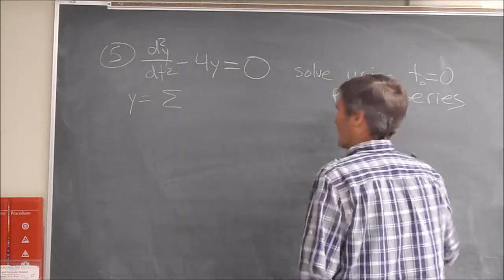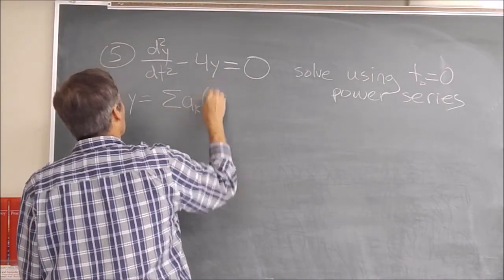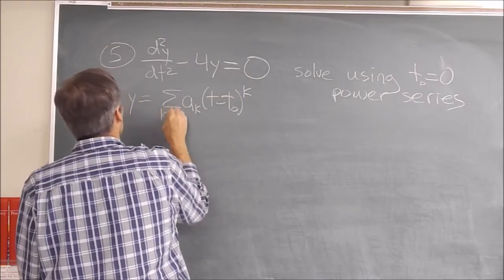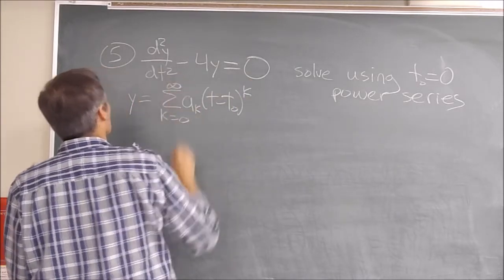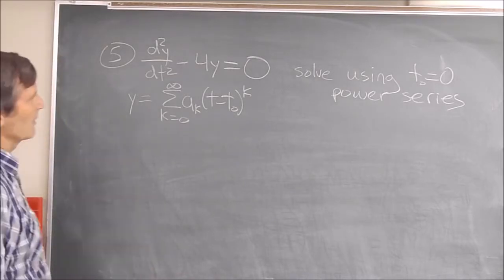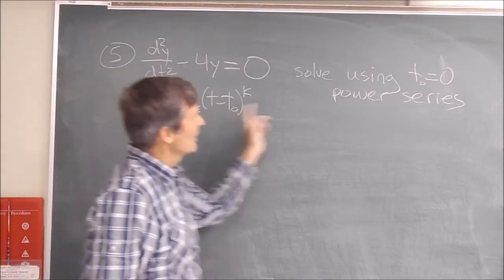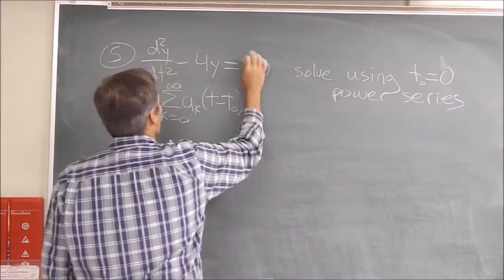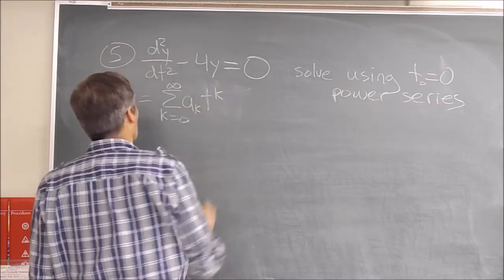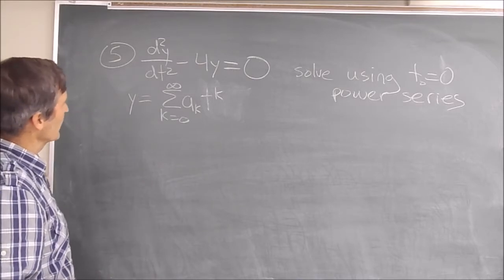Well, a power series, you recall, is a series like this, the sum of ak times t minus t0 to the k, k equals 0 to infinity. Right. There's our power series in general. Now, this gets to be a lot of writing. The easiest power series is when you choose t0 equals 0. Then this reduces to t to the k. So let's look for a power series of that form that gives us the general solution of this equation.